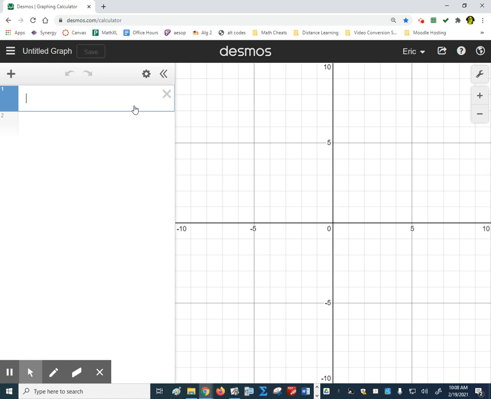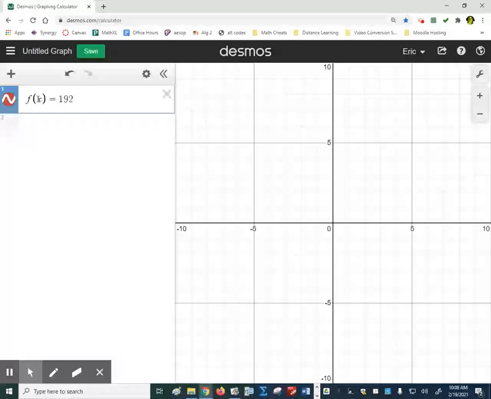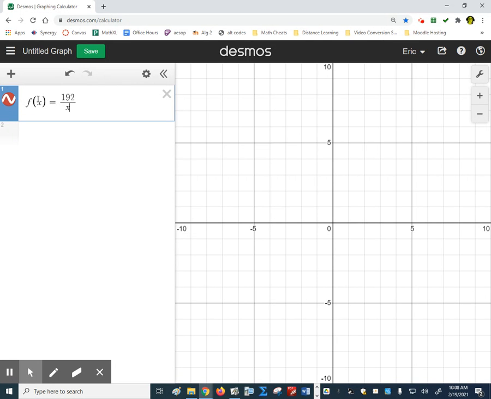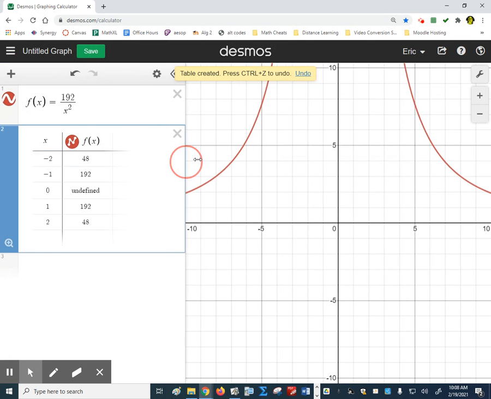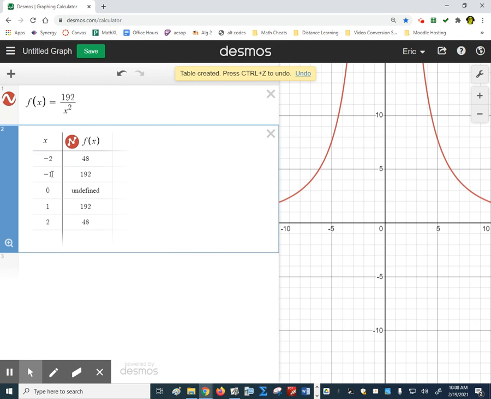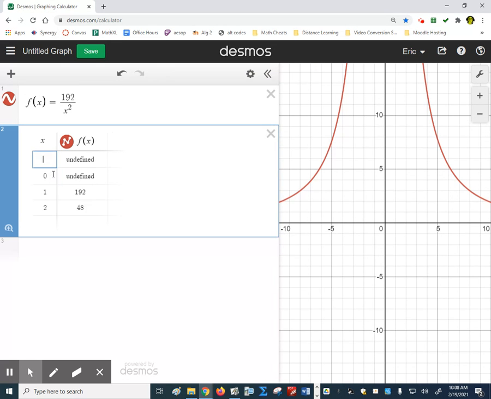So if I want to simplify the square root of 192, whatever number you're trying to simplify in Desmos, you can just make a function that is equal to that number. So let's take 192, for example, divided by x squared. And then I'm just going to make a table out of this. So I'm just going to go up to the gear and make a table out of this. And I'm going to extend this table down. I don't care about negative numbers, but I'm going to extend it down for positive numbers for a while.